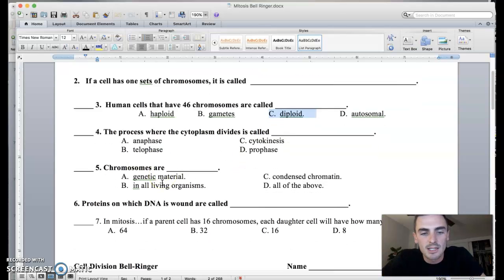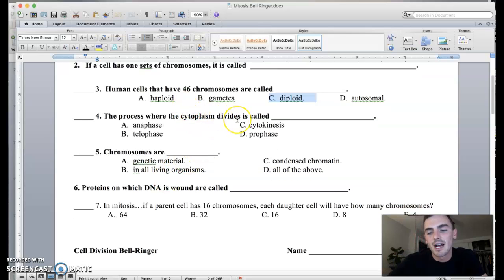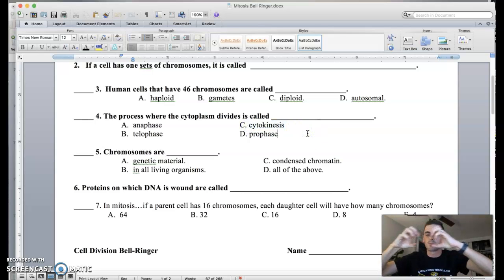Number 4 says the process where cytoplasm divides. Yesterday we talked about how this is the end of the cell cycle. This is after telophase. This is where the cell has to really pull apart. We have that cleavage furrow. That is where we have real cell movement, and cell movement means cytokinesis. So that's where the cytoplasm splits and pulls those things apart.